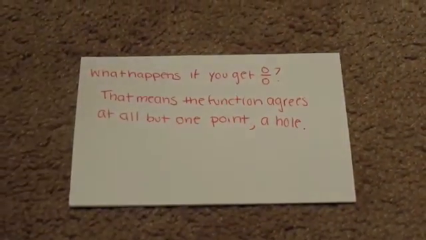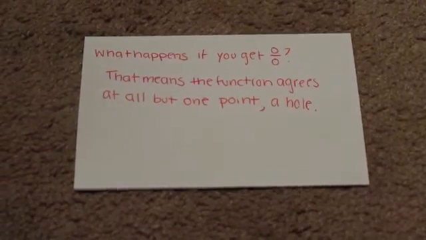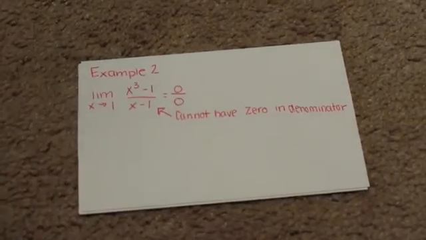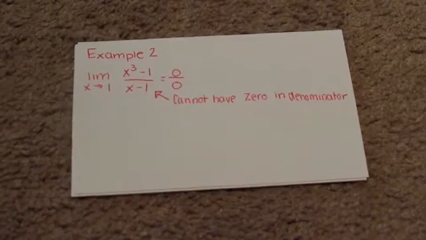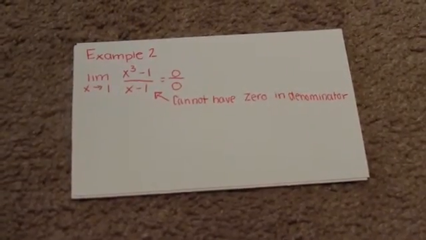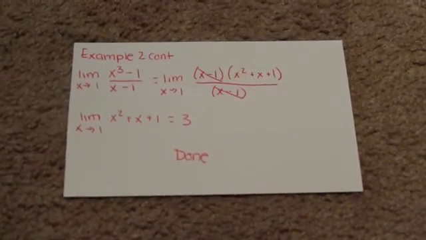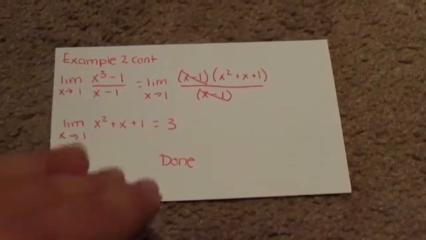Now the question is, what happens if you get 0 over 0? That means that the function agrees at all but one point, which means that there is a hole. In example 2, you plug in the 1 for your x, and you get 0 over 0. But you can't have 0 in the denominator. So, you must solve the limit by factoring out x minus 1 and solving it after that.